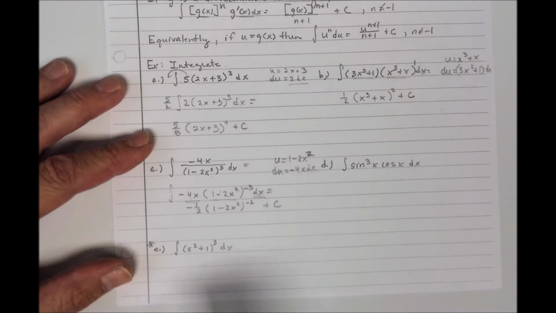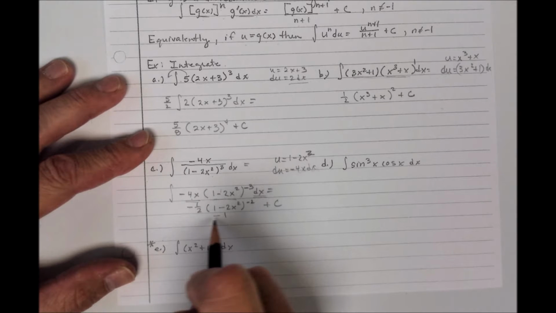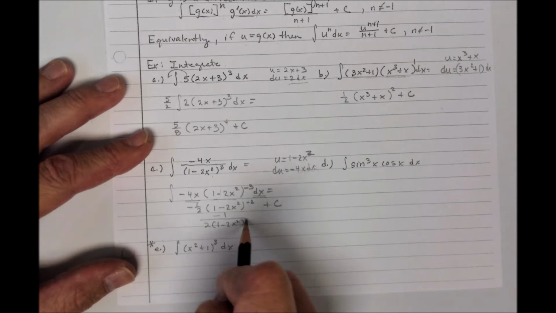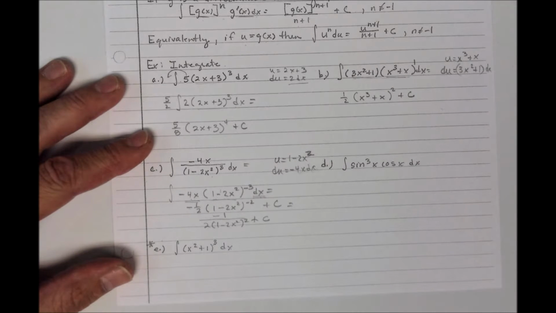Now, I'm not going to leave my answer that way because I don't like the negative exponent, so I'm going to write this as negative 1 all over 2 times the quantity 1 minus 2x squared to the positive 2 power plus a constant. Don't forget your equal signs.